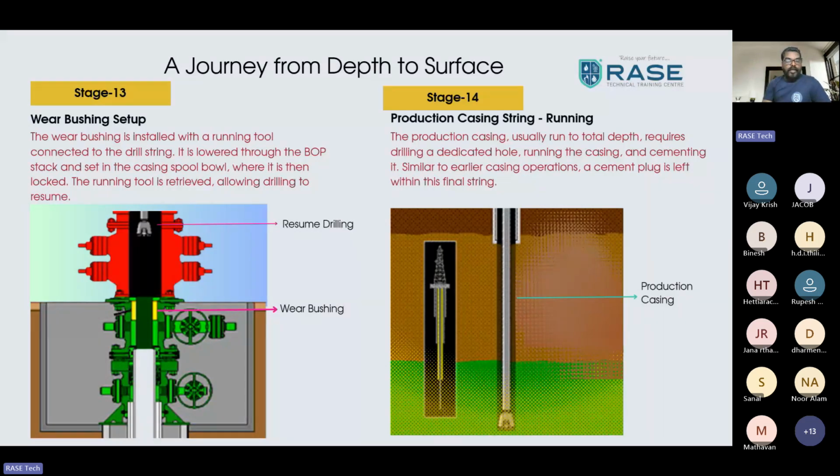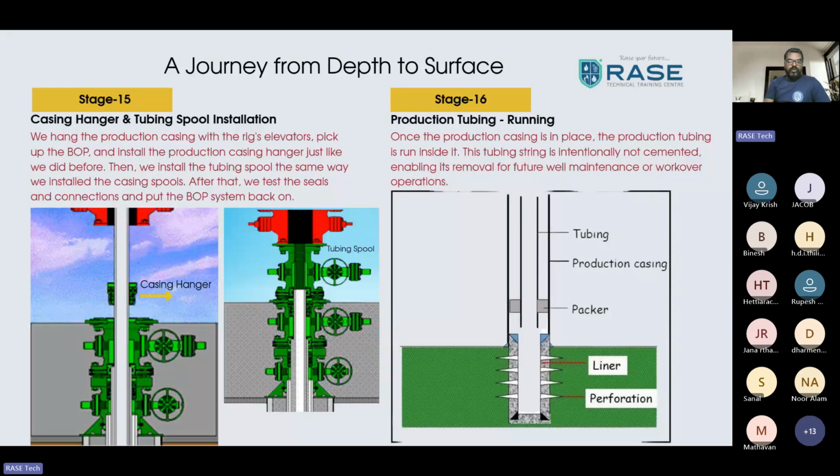Then stage number 15, we will start again with the next casing hanger, because you need to hang your production casing. So you need a hanger. You secure your production casing, you install the casing hanger, the second casing hanger. We hang the production casing with a rig elevator, then pick up the BOP again, the same stage, and you install the casing hanger just like we did before.